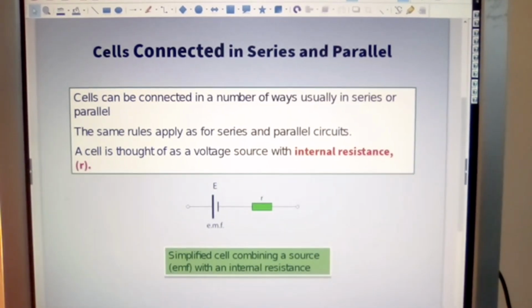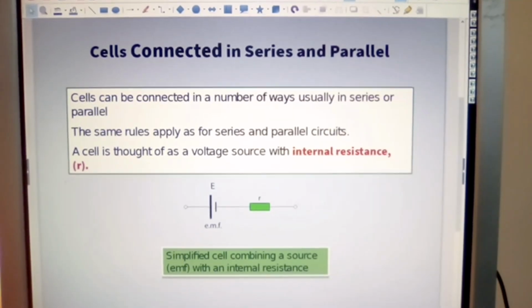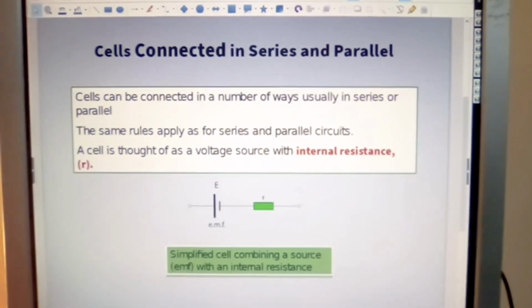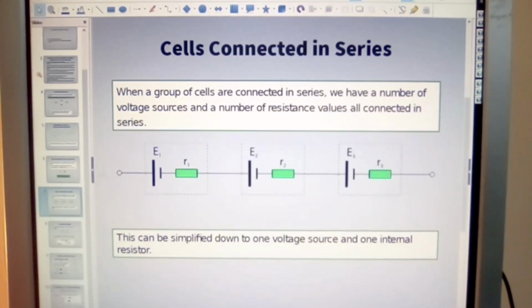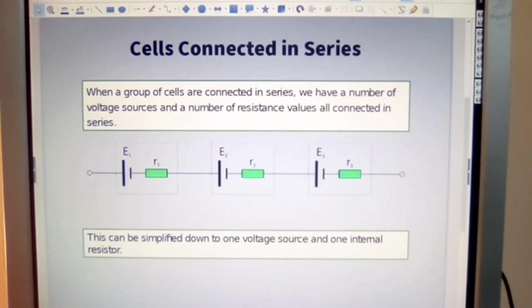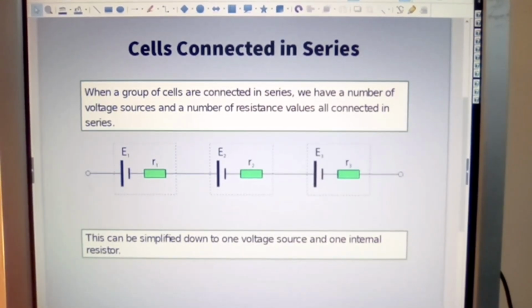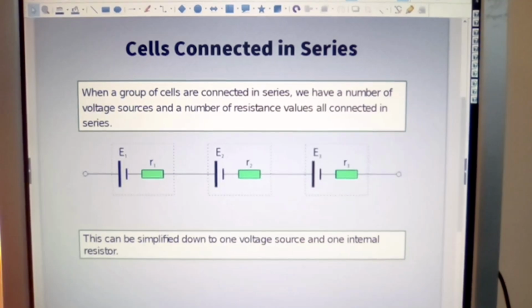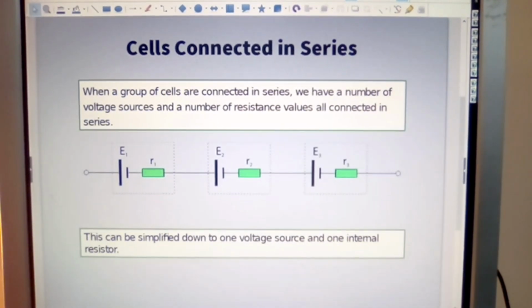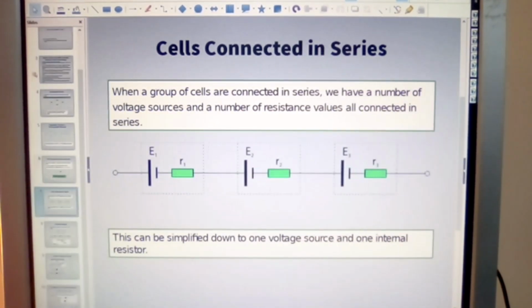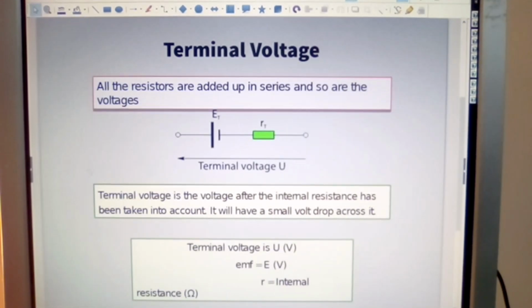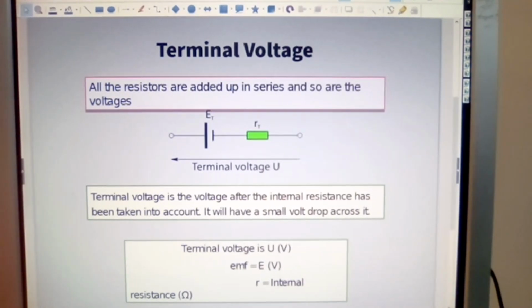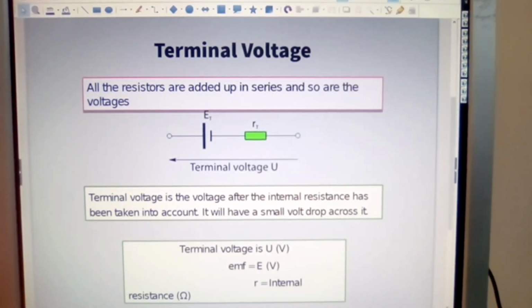Those can be connected in a number of ways, usually in series or parallel, or they can be connected in series parallel, okay? And here we're just giving you a variation of cell connected in series, okay? Terminal voltage or resistors are added up in series, and so are the voltages, okay?